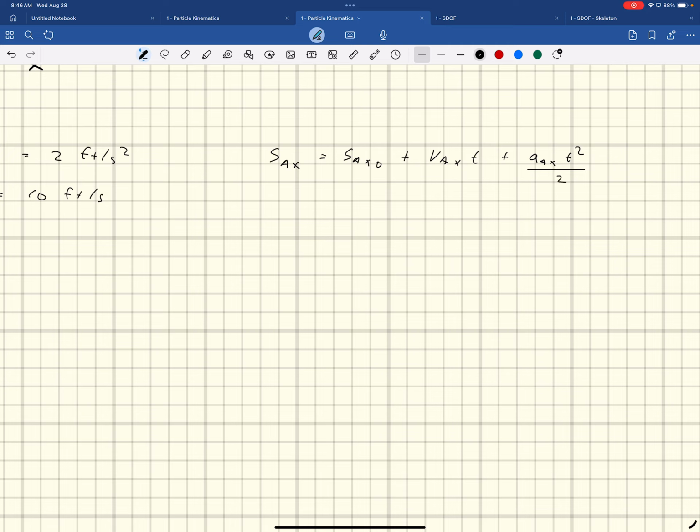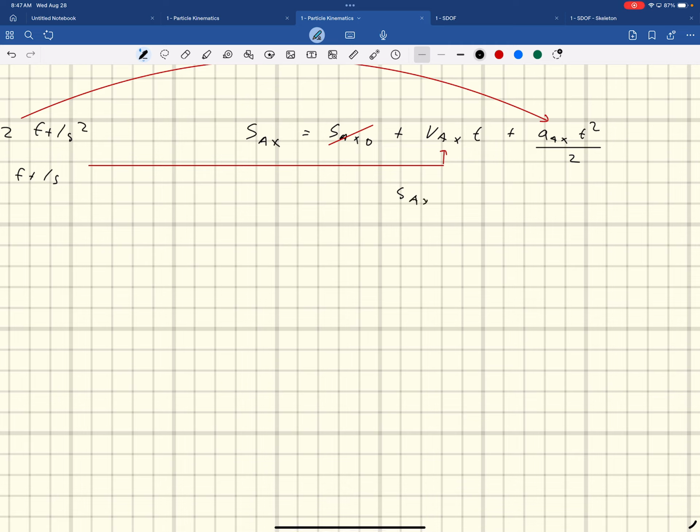So I just looked at constant acceleration problems, and that's the equation that tells you what the position is going to be, right? In this particular case, SAX naught is 0. I'm going to put this velocity right there, and this acceleration right there, and so I get SAX is equal to 10t plus 2t squared over 2. That is the position of A in the X direction as a function of time.